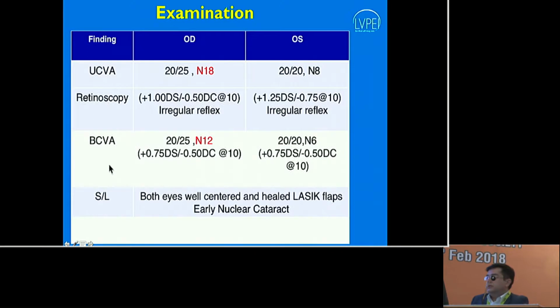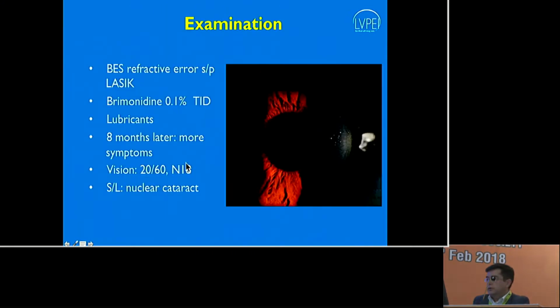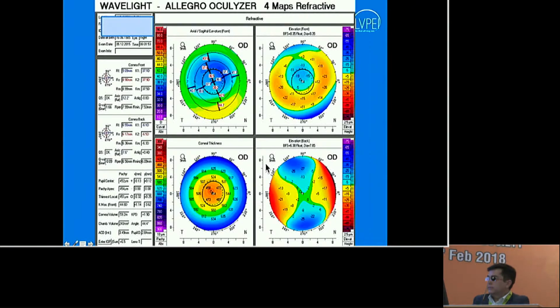His vision at that point was 20/25 uncorrected, and his refractive error was about plus 0.75 spherical and a minus 0.5 cylinder, effectively a spherical equivalent of about 0.25. He had a very early nuclear cataract, and we did not feel that it needed cataract surgery at this point of time. However, the situation worsened. His vision dropped to 20/60, and he had a significant nuclear cataract over the next 6 to 8 months, and then we decided to do a cataract surgery for him. And these were his scans from the Oculyzer.